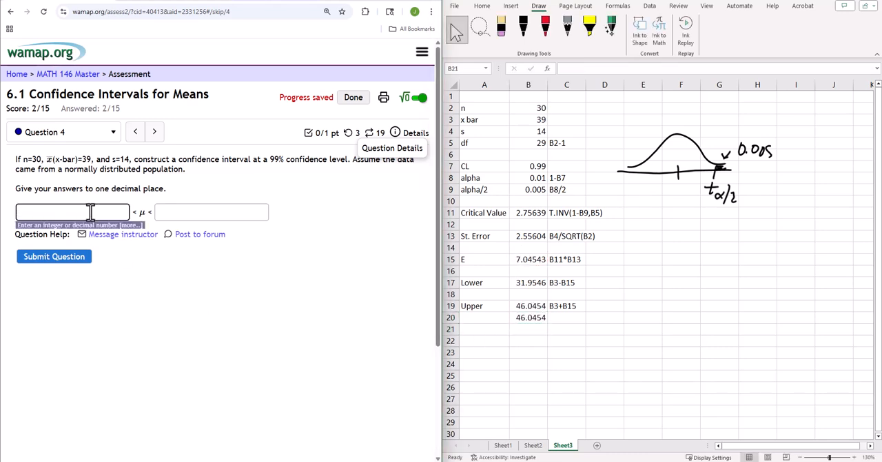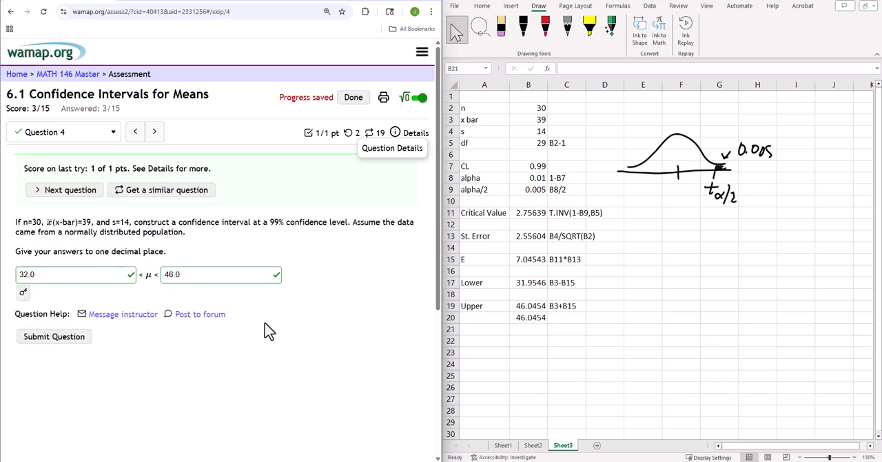So then when I go over here to 1 decimal place, the lower limit is 31.95. So if I'm going to 1 decimal place, the 5 makes the 9 go up to a 10. So this makes this 32.0. And then the upper 46.45, so 46.0 there. And there we've got it.